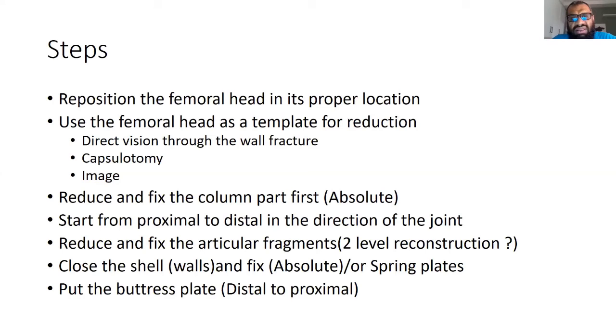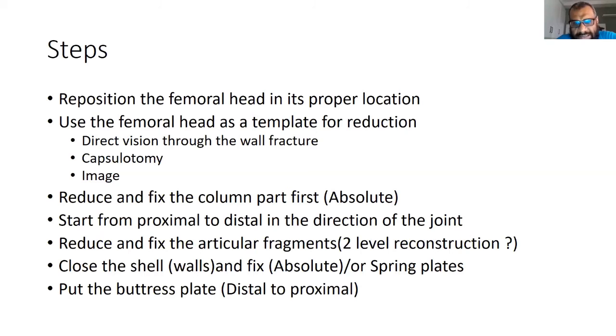Then, when the columns are reduced and fixed, you go and look inside the joint again to make sure that the small articular fragments, if needed, are repositioned and have an independent fixation by small or mini fragment screw or serrated wire, whatever. This is what's called two-level reconstruction.